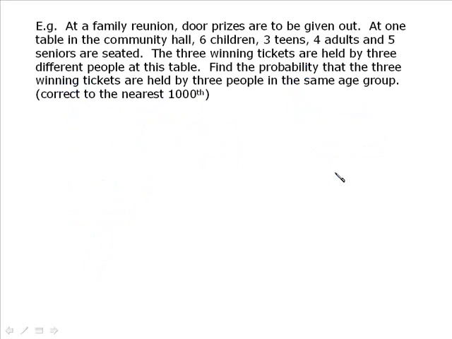At a family reunion, door prizes are to be given out. At one table in the community hall, 6 children, 3 teens, 4 adults, and 5 seniors are seated. Now this is at the one specific table. And then it goes on that the 3 winning tickets for the door prizes are held by 3 different people at this very table. Find the probability that the 3 winning tickets are held by 3 people in the same age group. And we'll decimalize it to the nearest 1/100th.